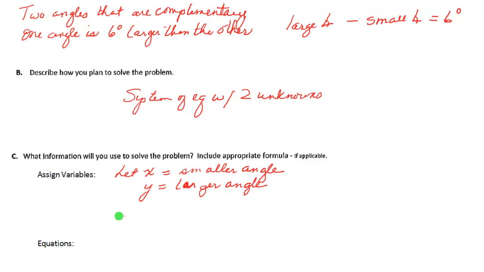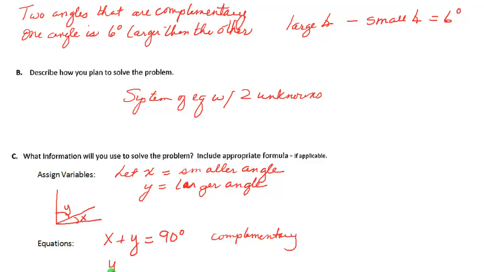Well, first of all, they're complementary. Remember, they're complementary, and what does that mean? That means that they add up to 90 degrees. So we have kind of a picture like this. We have x, which is smaller, y is bigger, and together they add up to 90 degrees, so they're complementary. And then the other thing we know is that the large angle minus the small angle is 6 degrees. So we said y was the larger, so y minus x is 6 degrees.